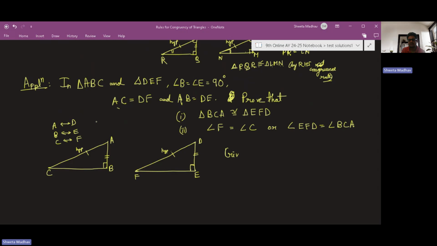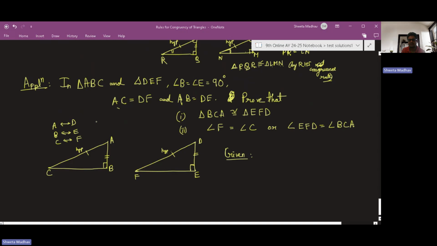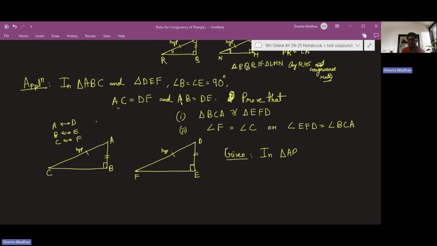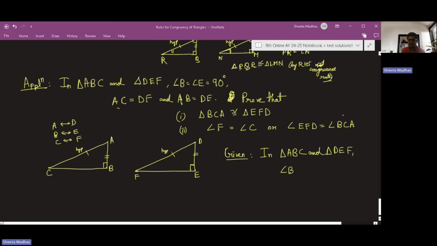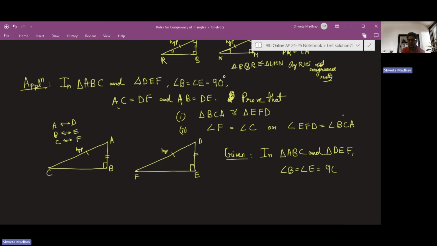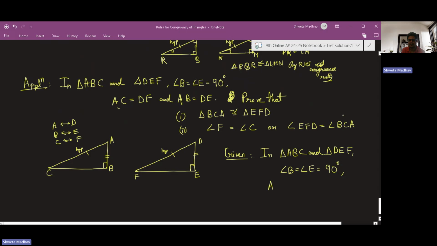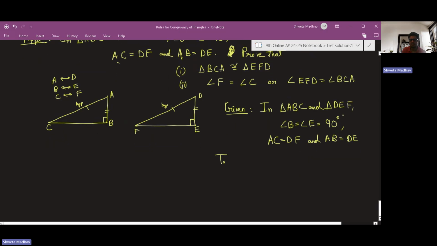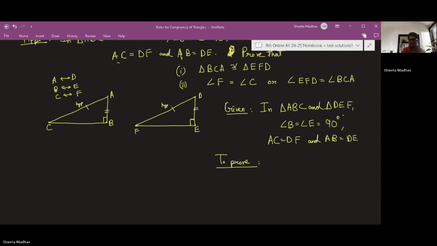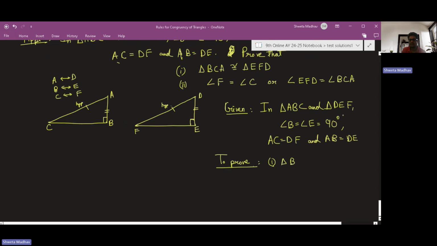So first we will write what is given. Given is that in triangle ABC and triangle DEF, angle B equals angle E, which is equal to 90 degrees. And then AC is equal to DF and AB is equal to DE. This is given. Then to prove, we have to prove that the first part is triangle BCA is congruent to triangle EFD.